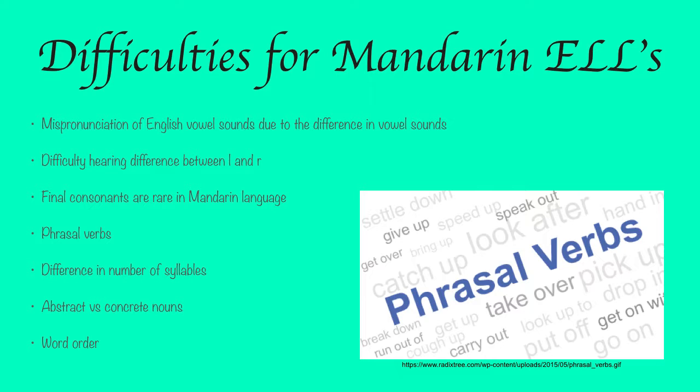Mandarin speakers may avoid using these phrasal verbs altogether, making it very difficult for them to comprehend text containing such verbs. Syllables are often a challenge for Mandarin speakers when learning English. In English, there are over 8,000 syllables compared to Mandarin's 1,700 possible syllables.